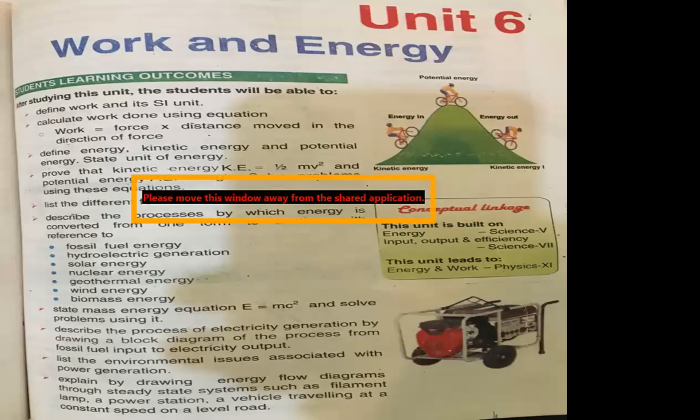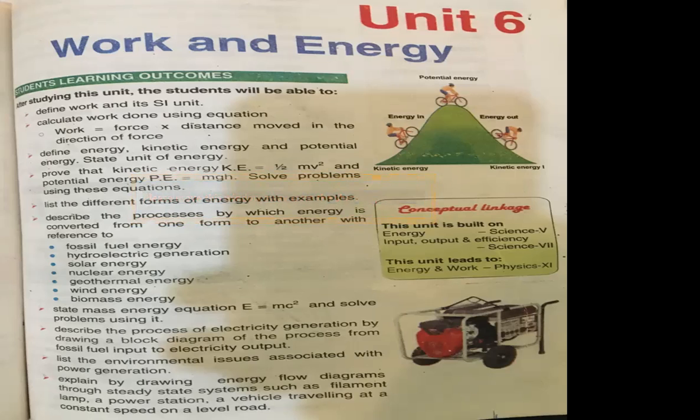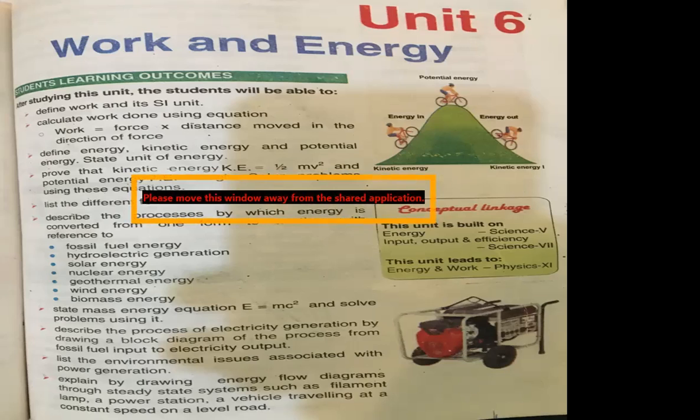Seventh MCQ: when a body is lifted through a height h, the work done on it appears in the form of its A. Kinetic energy, B. Potential energy, C. Elastic potential energy, D. Geothermal energy. The right answer is B, which is potential energy.